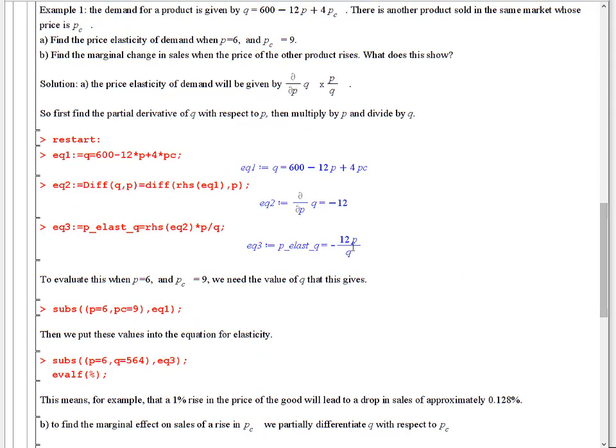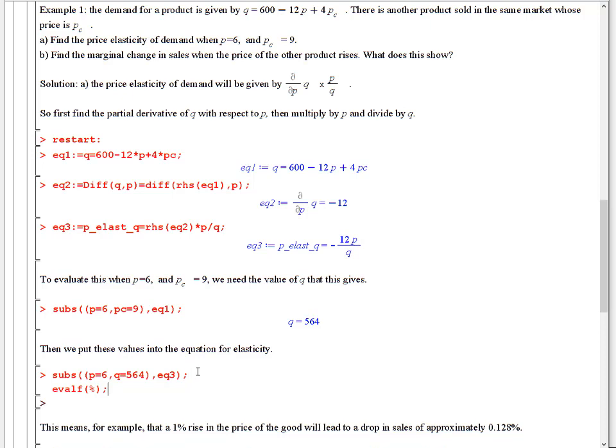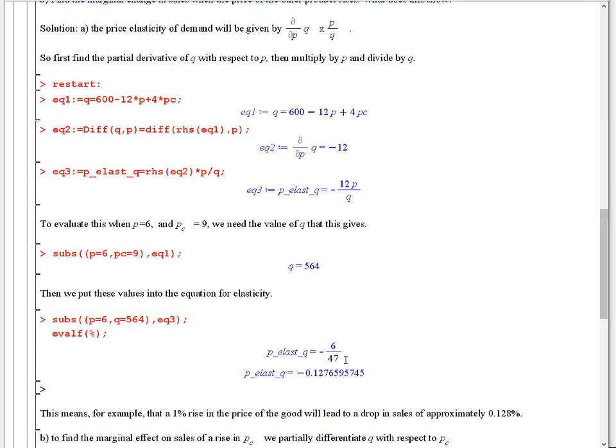Then substitute in P is 6 and PC is 9. Oh, we need to substitute in the values of P and Q. We don't know the value of Q. We have to find out what we would sell. So put these prices into the initial equation up here, and we'll find that we would sell 564. So if our price is 6, the other price is 9, we sell 564. So we substitute that Q and that P into here, and you get minus 7 over 47. And as a decimal fraction, it's minus 0.128.